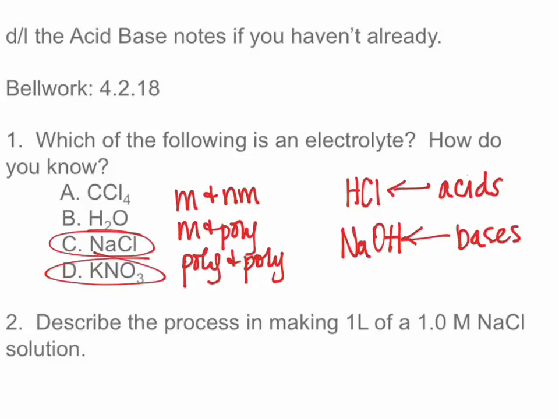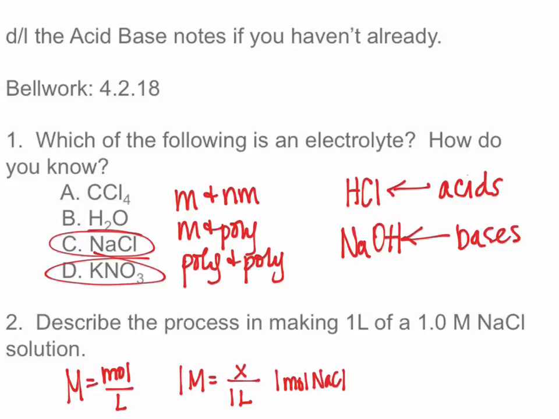So now I want to describe the process of making 1 liter of a 1 molar NaCl solution. So how are we going to do this? I told you, go in the lab and go do this. What's your first step? Okay, M equals moles over liters. We know it's a 1 molar solution, and I told you to make 1 liter. So how many moles do we have? So 1 mole of NaCl.